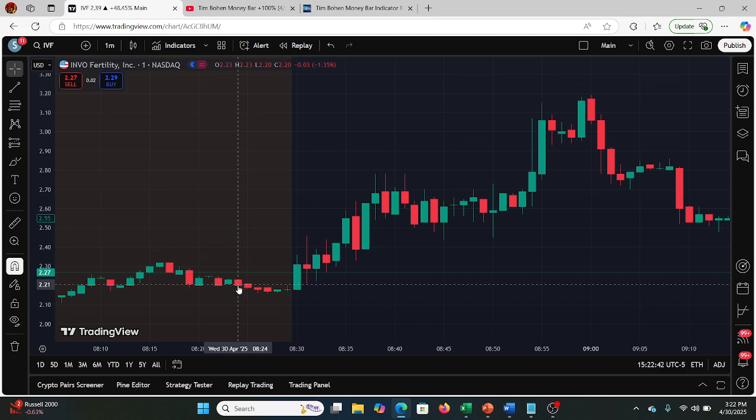Now, the reason I picked this one is it was near the top of the list. It was liquid. It looked like it made a move pre-market and then it settled down, but the float was still rotating like mad, especially at the open.